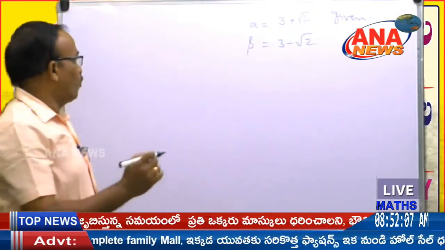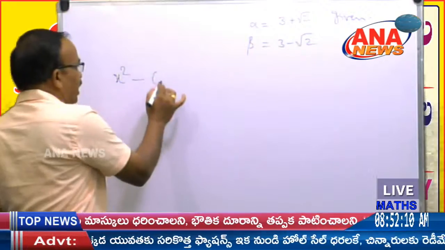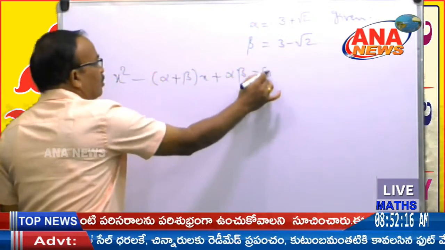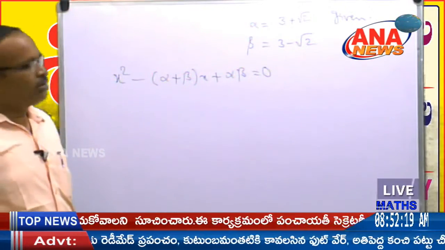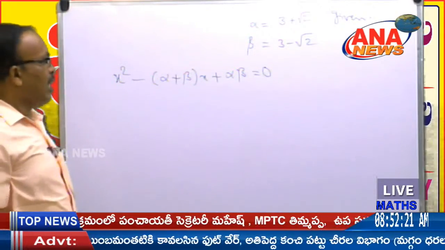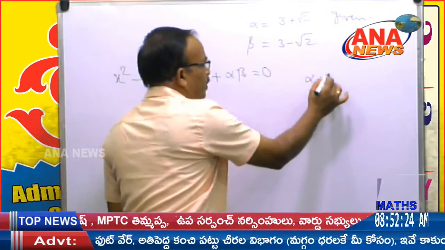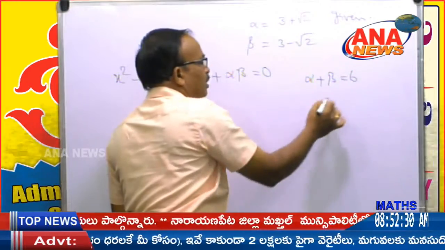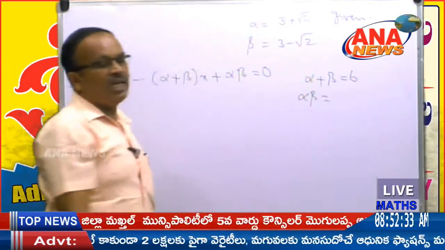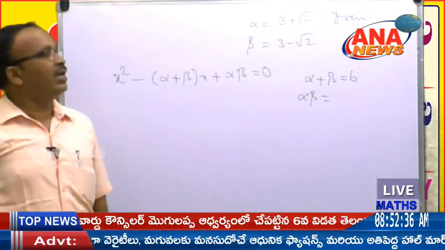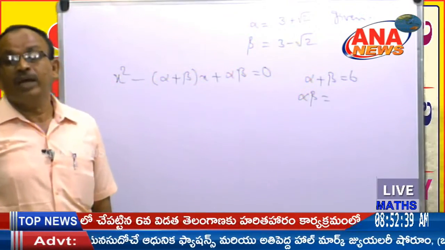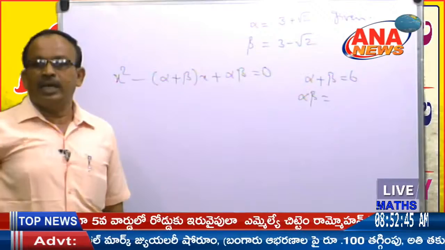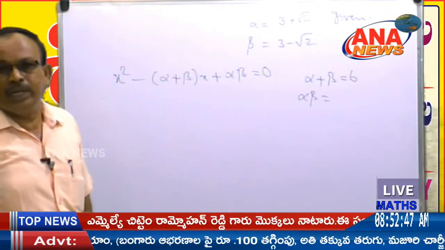Is it right? Now the equation is x square minus (alpha plus beta) x plus alpha beta equal to 0. Now use the values in that. Alpha plus beta is the sum of these two. Root 2 cancels, 3 plus 3 is equal to 6. Alpha beta: one is in the form a plus b, another one in the form a minus b. So the product of the two values is a plus b into a minus b.